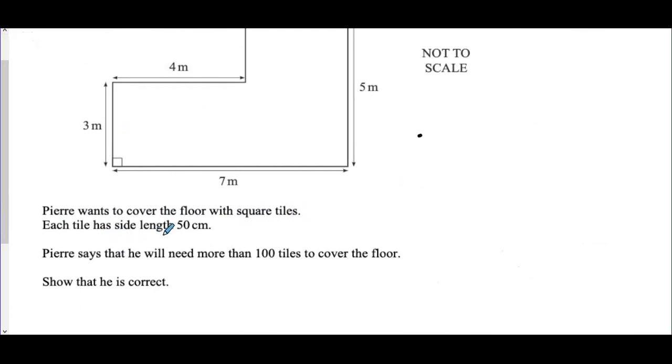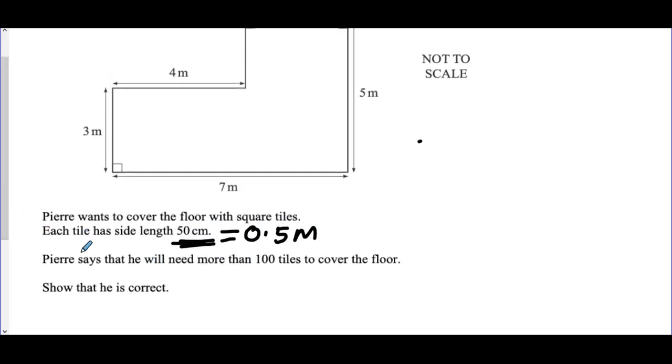And each tile has a side length of 50 centimeters, which of course you need to change into meters. And this will be equal to 0.5 meter. This is because 1 meter equals 100 centimeters. How about 50 centimeters? That will be equal to 0.5 meter, okay?